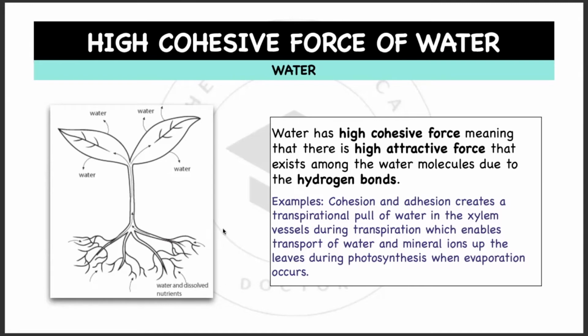So if you see here, here's a cute plant. Because of the cohesion and adhesion, there is a transpirational pull. Water will travel through the xylem vessels from the roots, and it will go up to the leaves and evaporate. It's not just one droplet traveling all the way up, right? It's a continuous pull. They call it the transpirational pull. When water evaporates over here, the water over here moves up and pulls the water molecules below to come up. So that's the transpirational pull, and that is because of the high cohesive force of water.